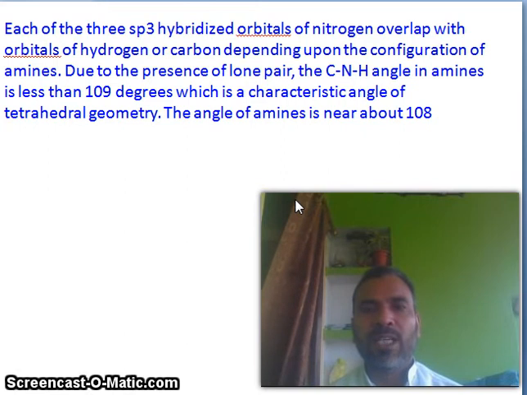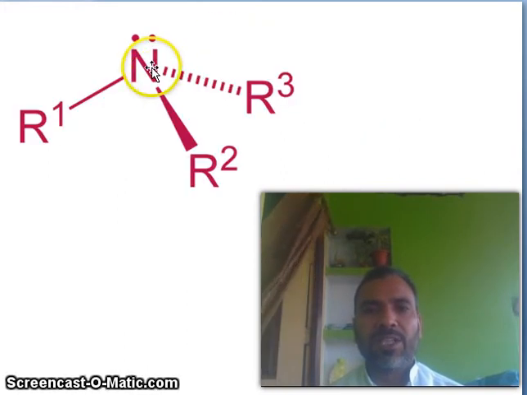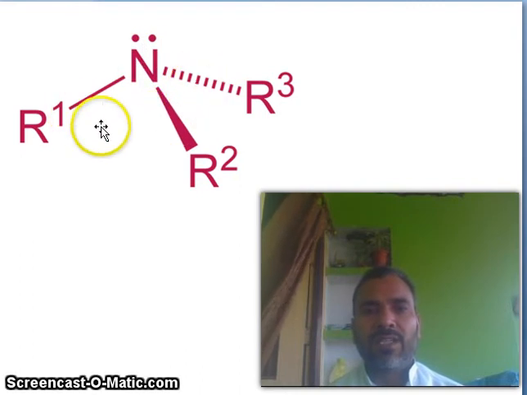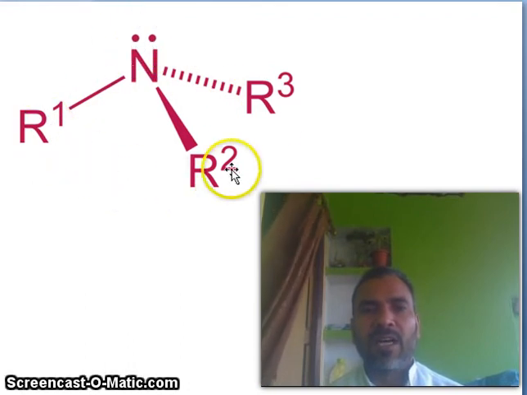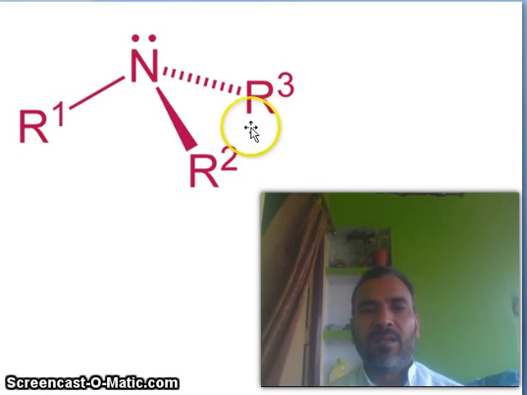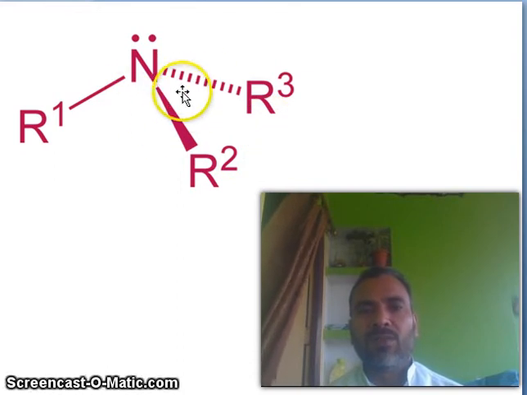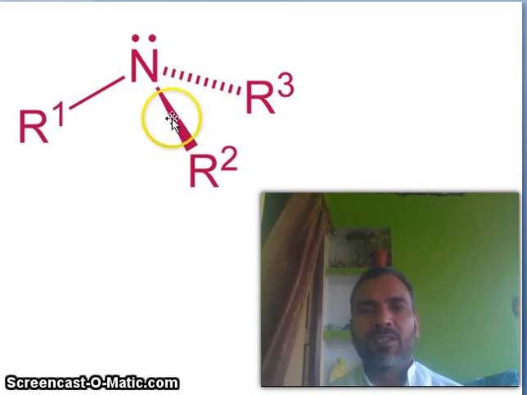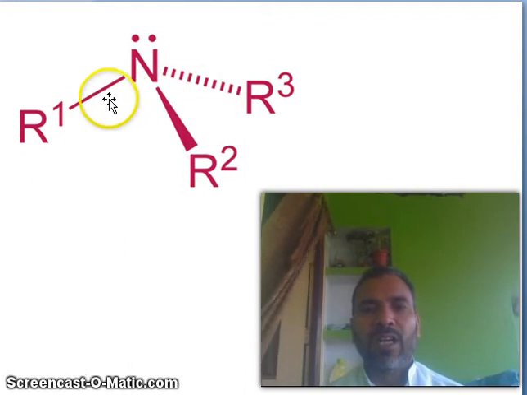Due to presence of lone pair, the carbon nitrogen hydrogen angle in amine is less than 109 degree, which is a characteristic angle of the tetrahedral geometry. The angle of amine is near about 108. Now you see here, this is nitrogen. It is trivalent, this bond, this bond, this bond, 1 lone pair. These may be same, may be different. It is not a tetrahedral, so it looks like pyramidal. This wedge bond showing towards you, this broken bond showing behind you, and this is normal bond.